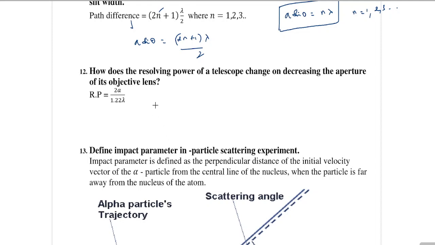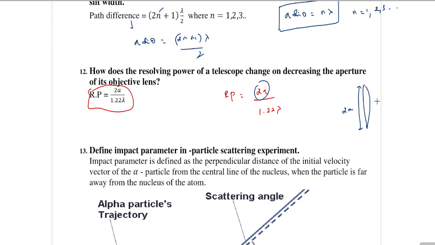Question 12 says, how does the resolving power of a telescope change on decreasing the aperture? So the formula is given like this. There is no need to write the formula, it is written to explain the concept here. The resolving power of a telescope is given as 2a by 1.22 into lambda, where this 2a is called aperture. We have a convex lens, diameter called as 2a.